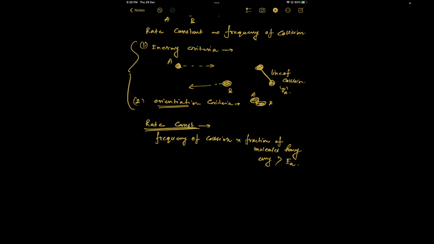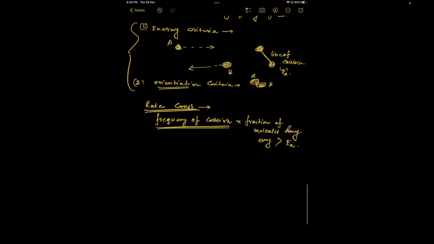So now the rate constant will have two terms. The first term is the collision frequency term, and the second one is where we impose this energy criteria. That's why we have to take into account the fraction of reactant molecules having energy greater than Ea. Okay, so let's write down the rate constant. So k will be the frequency of collisions.